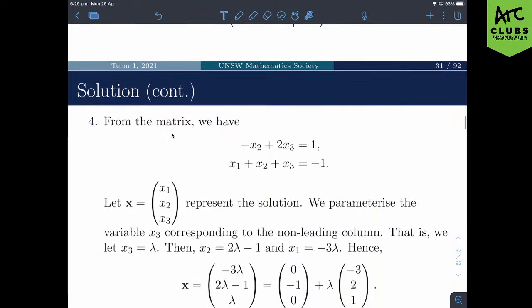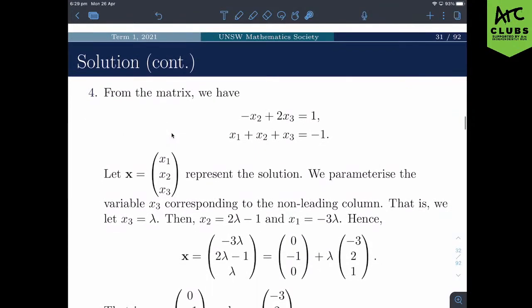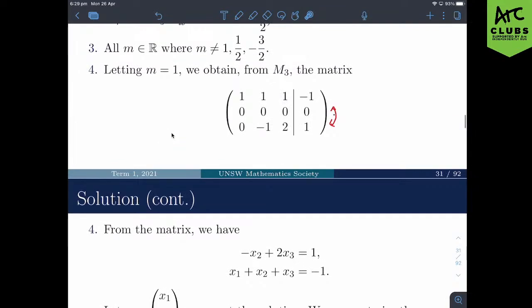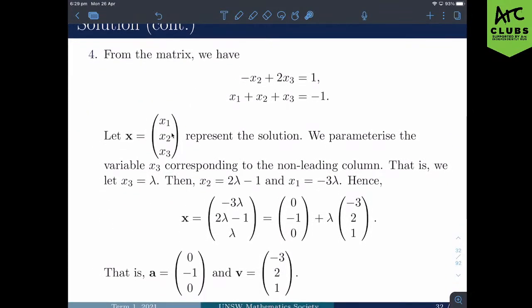So now we want to represent the solutions as a vector x1, x2, x3. And we want to parameterize, if we switch around these two rows, we get that this is the non-leading column. So we want to parameterize x3. And so when we do that, we let x3 equal lambda. We can write everything else in terms of lambda. And we get x is equal to this vector.